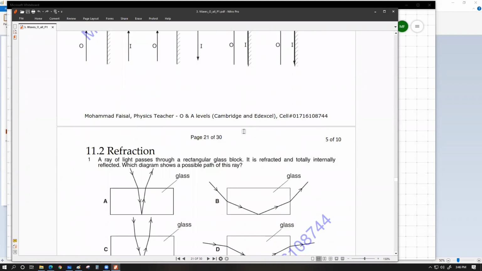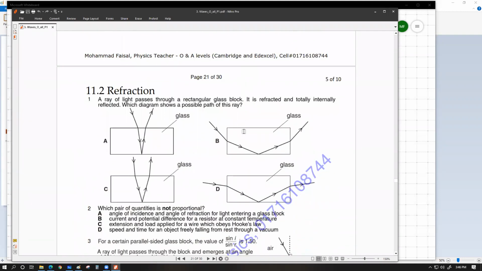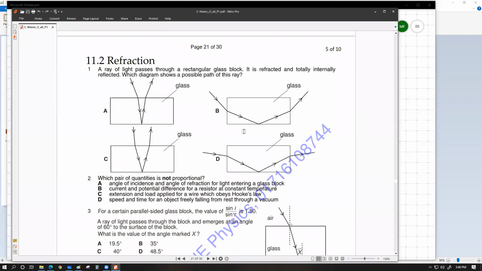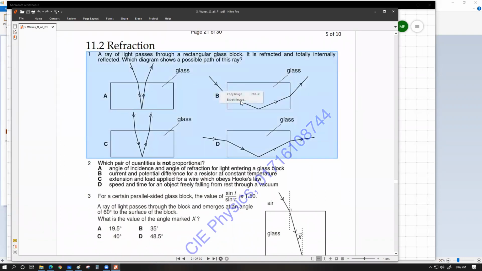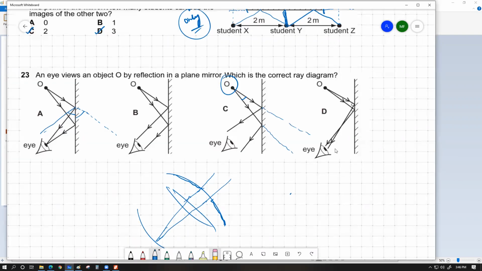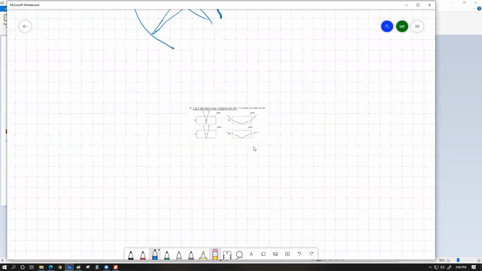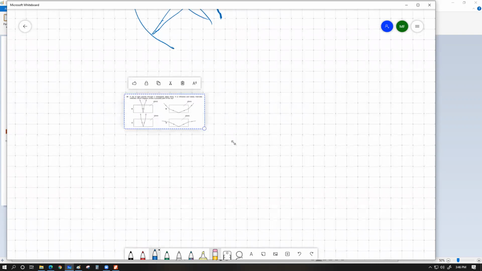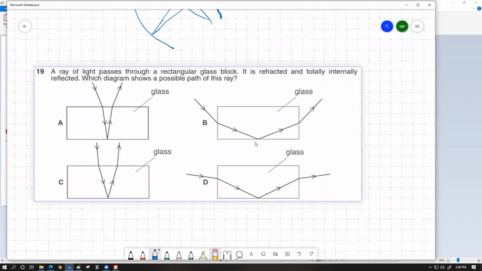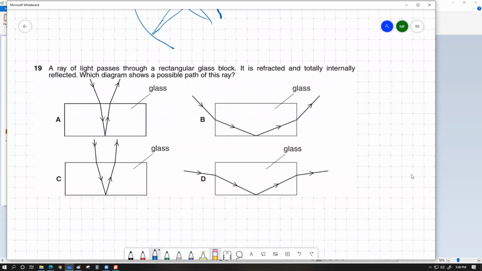Then we have a lot of repeated questions. I'm going to go for 21. Have a look at this question. I meant 2.2. A ray of light passes through a rectangular glass block. It is refracted and then totally internally reflected. Which diagram shows a possible path of this ray?